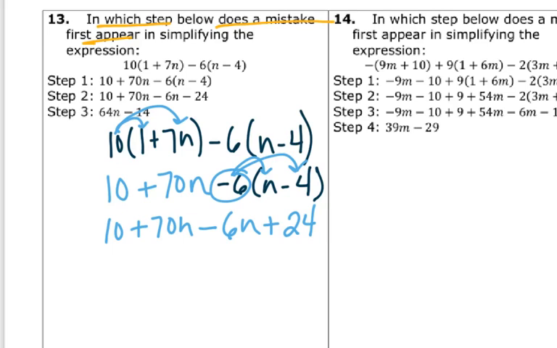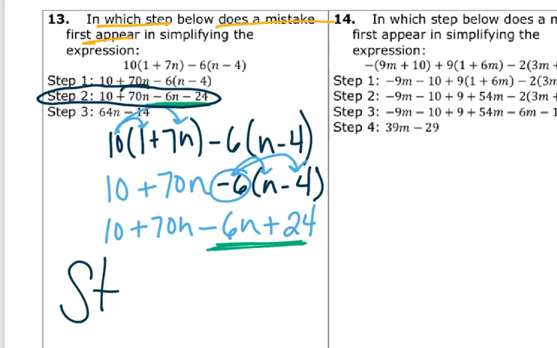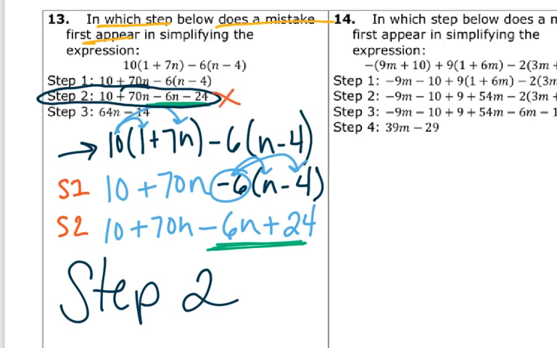So if we look back at our steps, if you look at step 2, when they distributed, they said negative 6n minus 24. That's not right. It's a negative 6n plus 24. So the mistake is written in step 2. This was my original question. This was step 1. And then this is how step 2 was written. It was incorrect in step 2. Try the exact same thing for number 14.